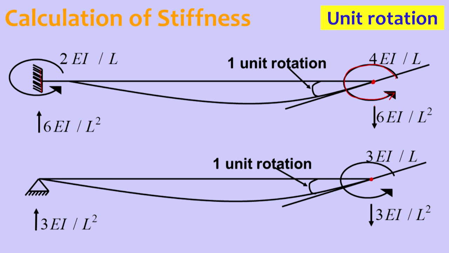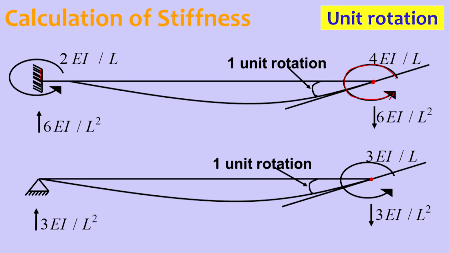But for maintaining the equilibrium of the member, a couple is developed at the two ends. So the 6EI/L anti-clockwise moment must be balanced by a force of 6EI/L² with a lever arm of length L. That means here you can see 6EI/L² downward force on the right side and 6EI/L² upward force on the left side. So that will give a balanced force to this 1 unit rotation.